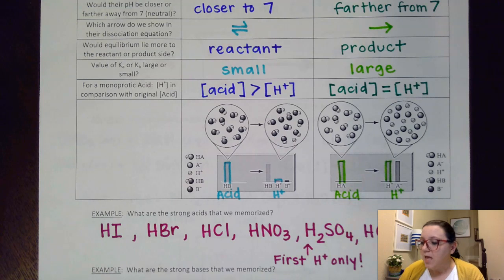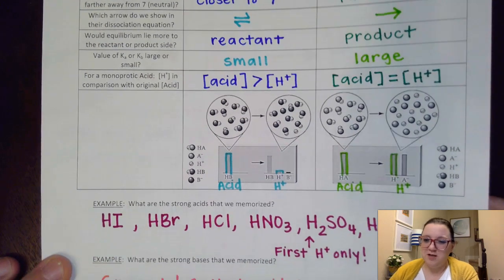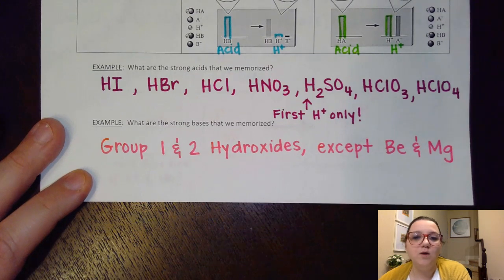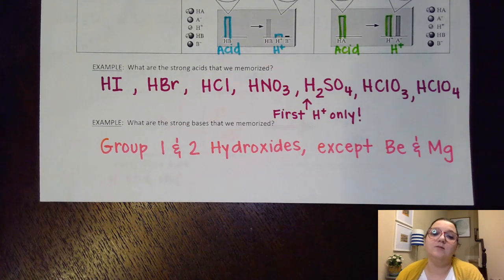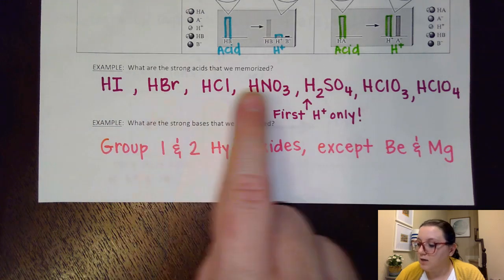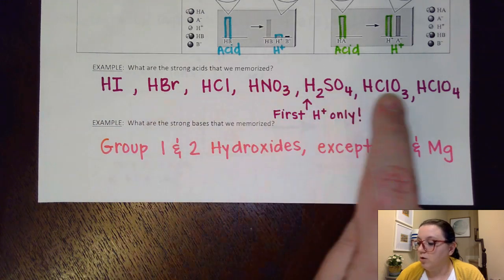Now, as some reminders of something we were supposed to memorize, but I know not everybody has yet, we want to make sure that at some point we memorize what are considered strong acids and strong bases. If it's not on this list, then we assume it to be weak. And the strong acids that you want to be familiar with are hydroiodic, hydrobromic, hydrochloric, nitric, sulfuric, chloric, and perchloric.